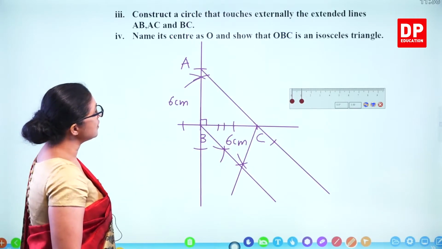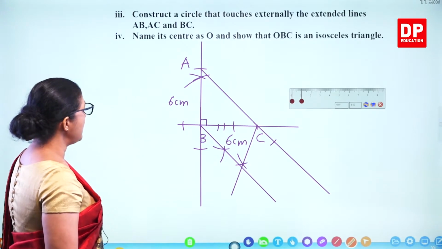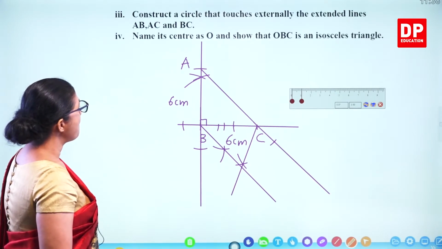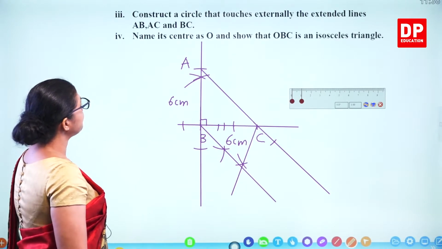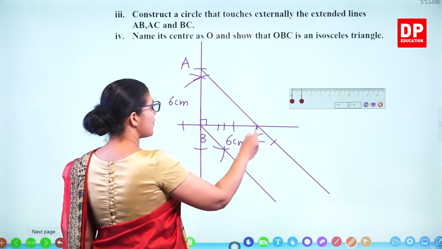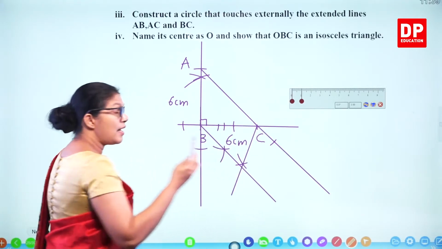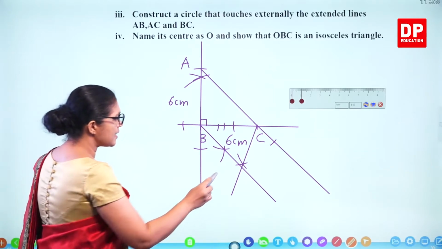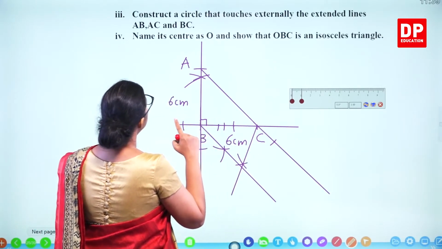Construct a circle that touches externally the extended lines AB and AC and BC. That means we have to draw the circle outside. So we drew the bisector. So the intersecting point of this is the center of the circle. Center is O.